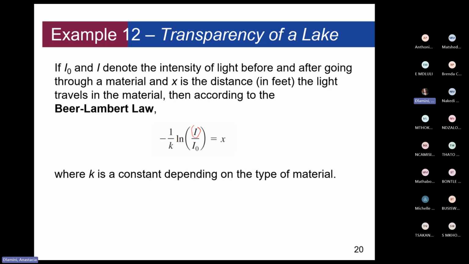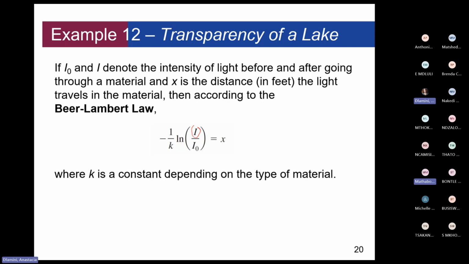For example, let's say they give you K, which is a constant depending on the material, and they give you I₀, which is the intensity of the light before it passes through the material. And they want you to find the intensity of the light after it passes the material. How are you going to solve for I? Because that's what they're looking for.